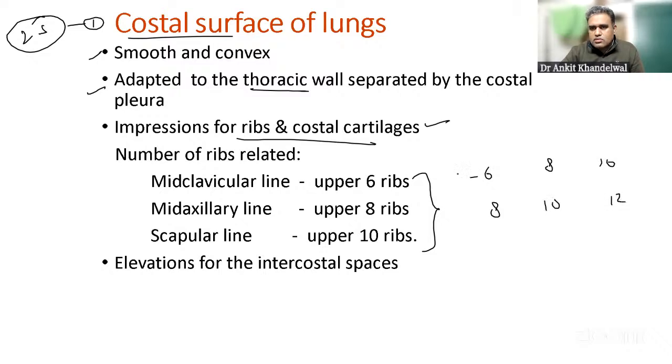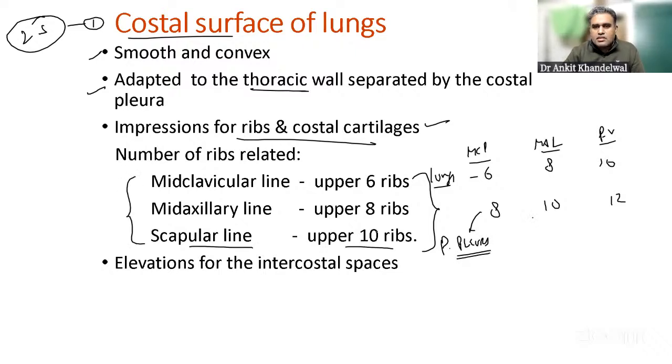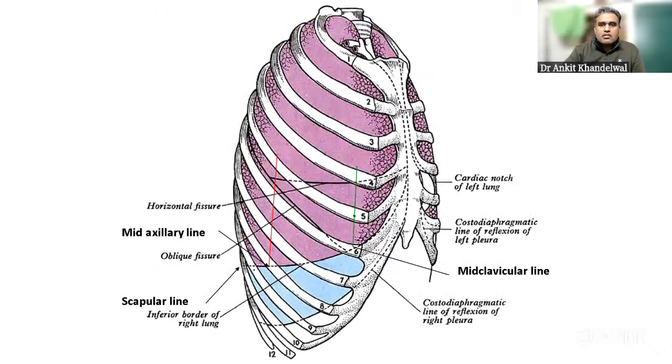What was this? This was the lower limit of the lungs at the mid-clavicular plane, mid-axillary line, and paravertebral line. And this 8, 10, 12 was the lower level of the parietal pleura. That is what is written over here. This scapular line is the same as your paravertebral. So remember this knowledge, you can apply it over here. Here are shown all these mid-axillary planes. This is the mid-axillary plane over here.